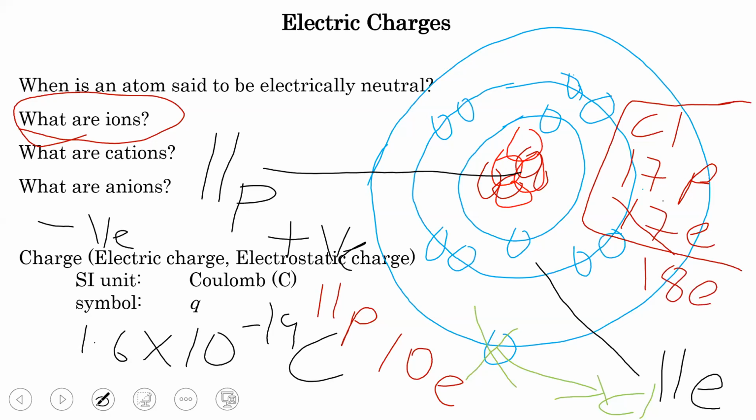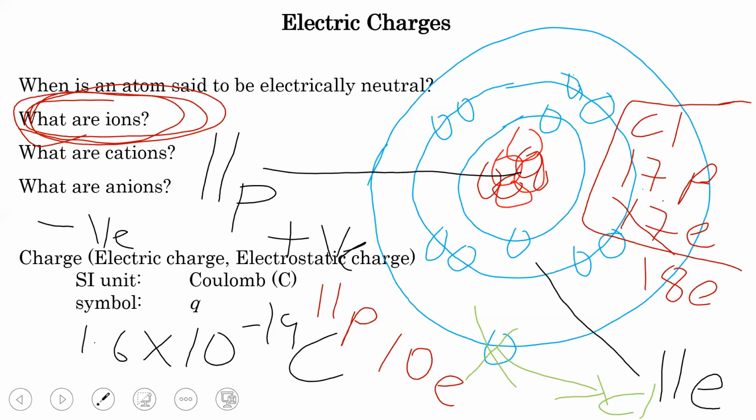So if we now ask, what is the total charge of chlorine? It has 17 protons, 18 electrons, 17 positive charges, 18 negative charges. That means that it has a net charge of -1, because 17 plus -18 is -1. So because it has a net charge of -1, it can also be regarded as an ion.